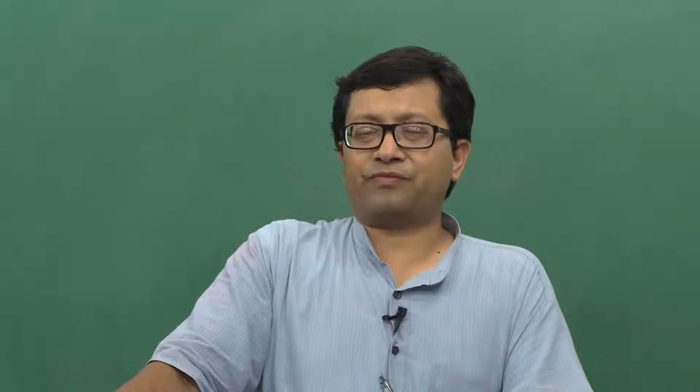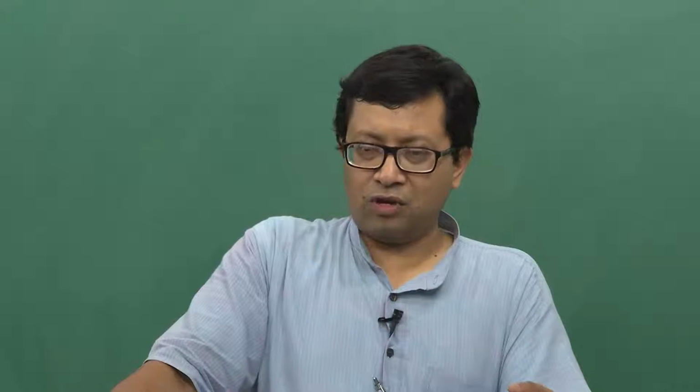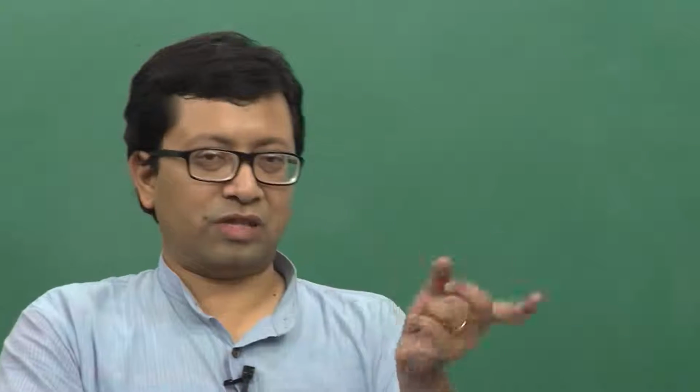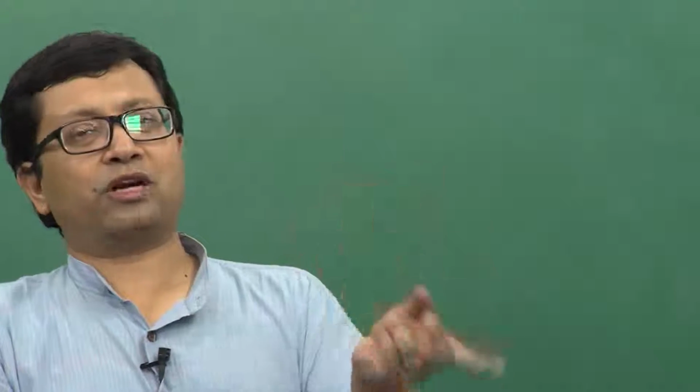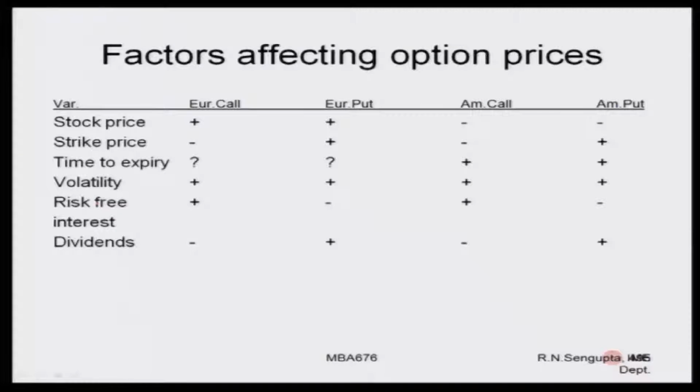Or say, for example, if I am going to buy later on, I will sell now, and if I am going to sell later on, I will buy now. Based on that, you will have the put and call in such a case that the dividends, the risk free interest rate, the volatility, the time to expiry, the strike price and the stock price would have a positive or a negative effect on whether it is an American put or a European put or an American call and a European call.